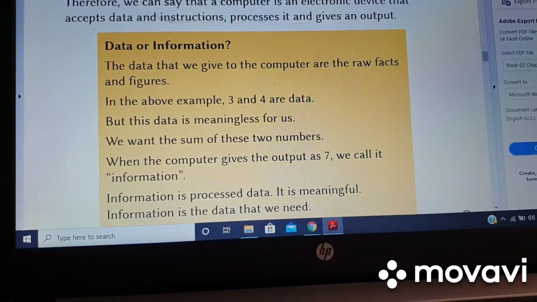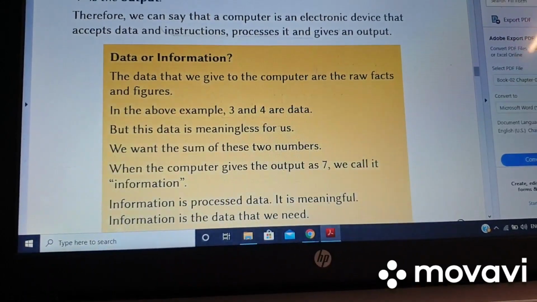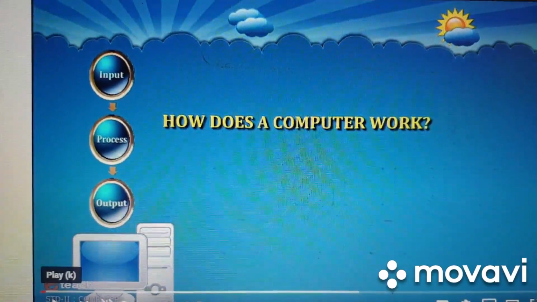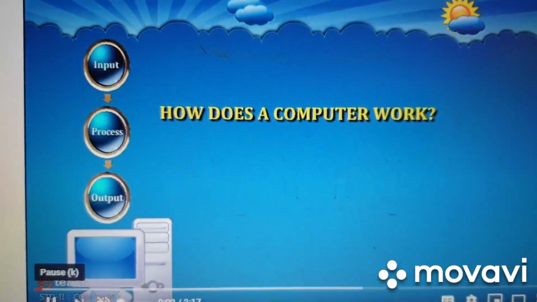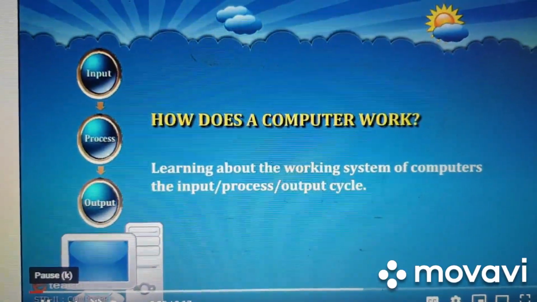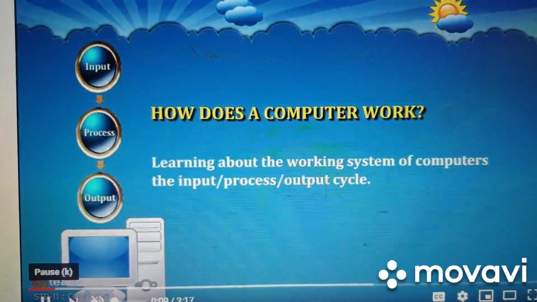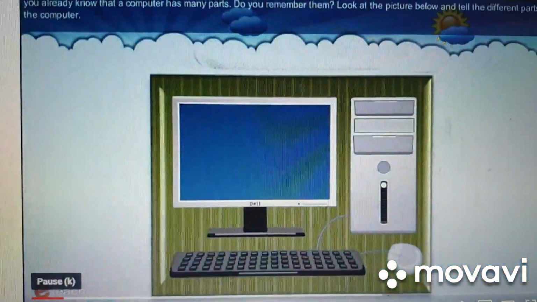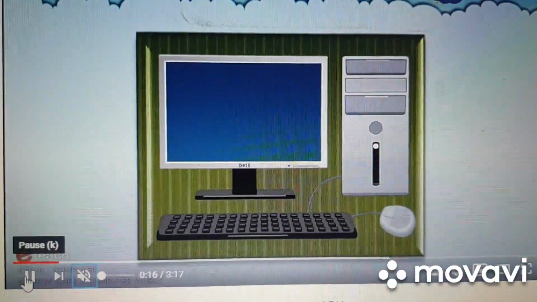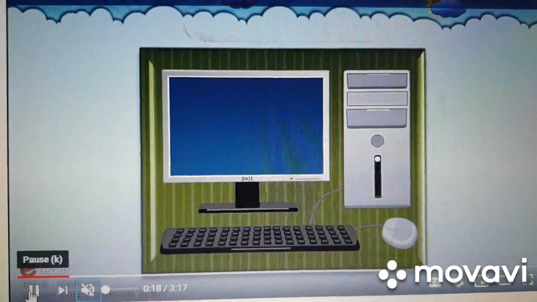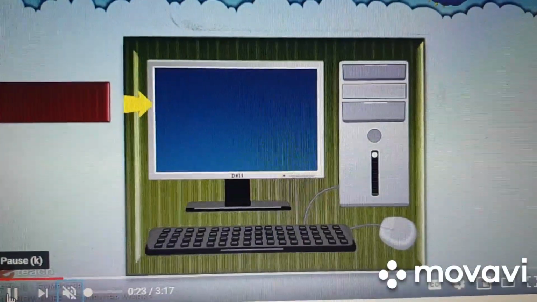Now let me explain to you what an IPO cycle is and how the machines work with an IPO cycle. So let us understand how a computer works. Now learning about the working system of computers through the input, process, output cycle. So you already know that a computer has many parts. Do you remember them? Look at the picture below and tell the different parts of the computer.